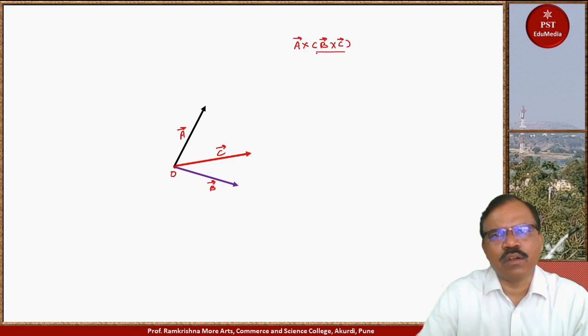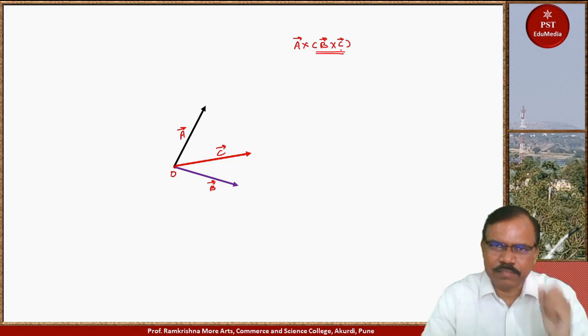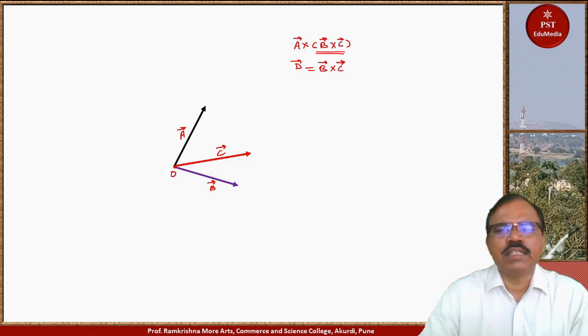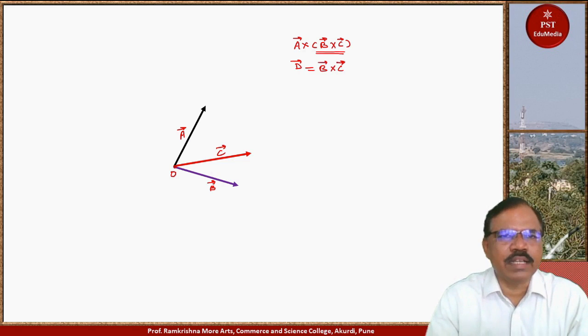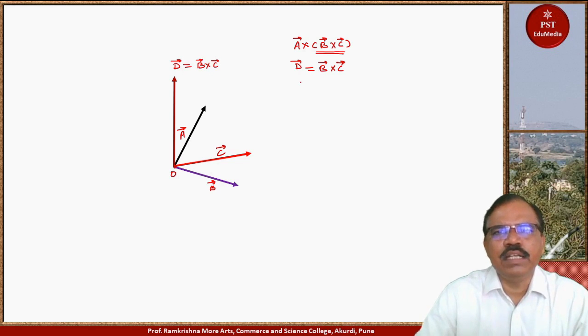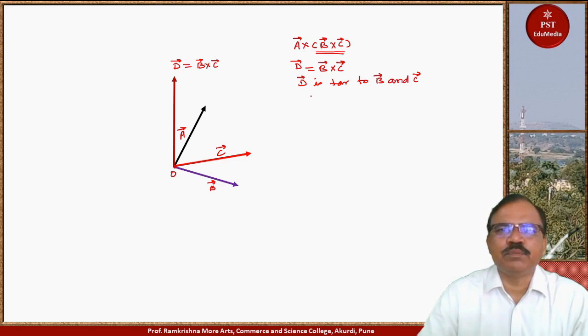First we will take B cross C. B cross C is a vector, so let us call it vector D. So D is equal to B cross C. Now what is the direction of D? And we know D is perpendicular to B and C.